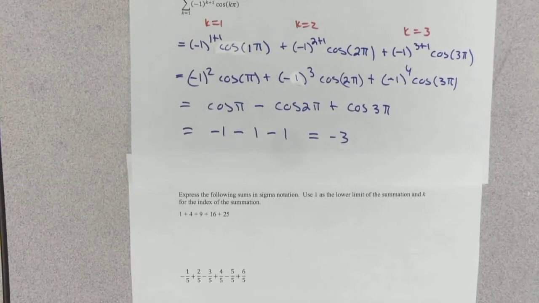So, express the following in sigma notation. Use 1 as the lower limit of the summation, k for the index of the summation. And so what they're wanting you to do is find the formula and then do the summation.